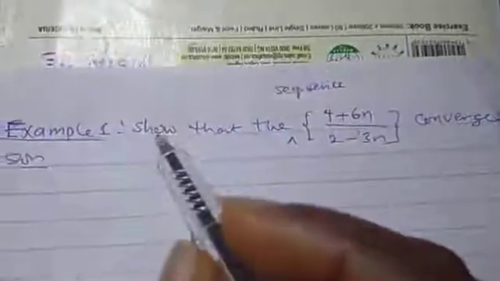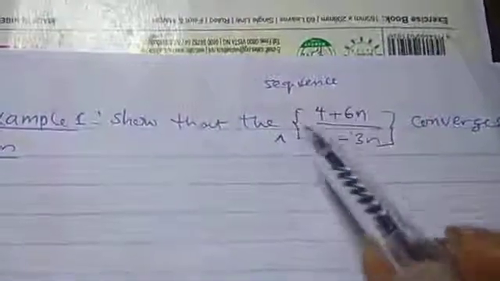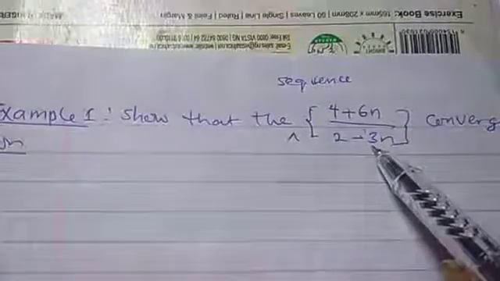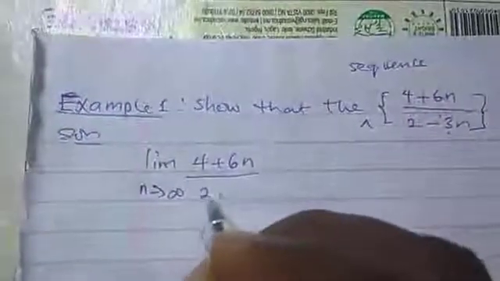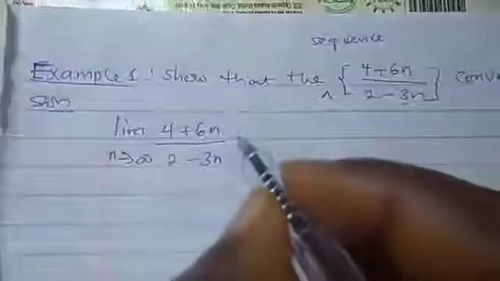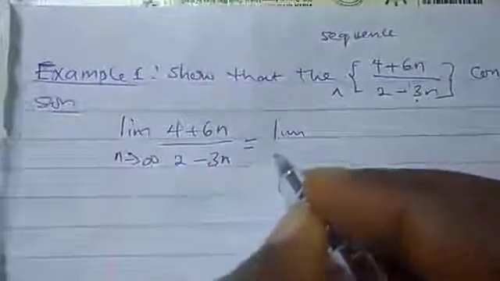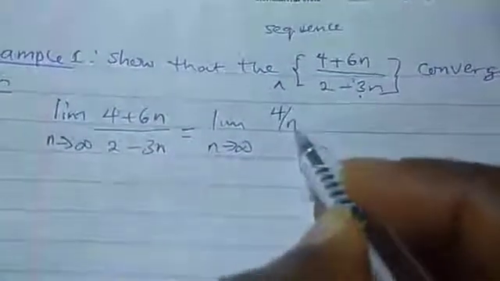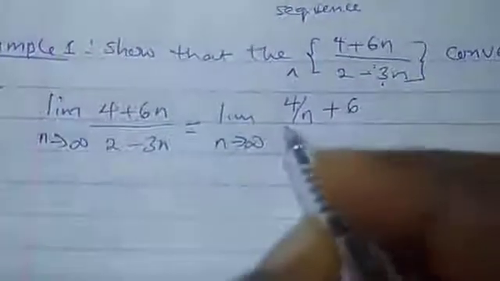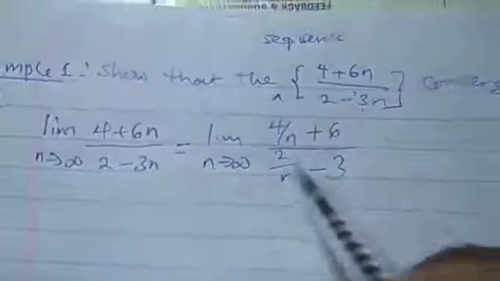Now let's take an example. Example 1. We want to show that this sequence converges. If the question says show that the sequence converges, we only need to show that the limit of this sequence exists as n tends to infinity. Now we start by writing the limit as n tends to infinity of this sequence. The sequence is 4 plus 6n over 2 minus 3n. If you remember how to find limit as n tends to infinity, we divide both numerator and denominator by n, so that this will become 4 over n plus 6 over 2 over n minus 3.